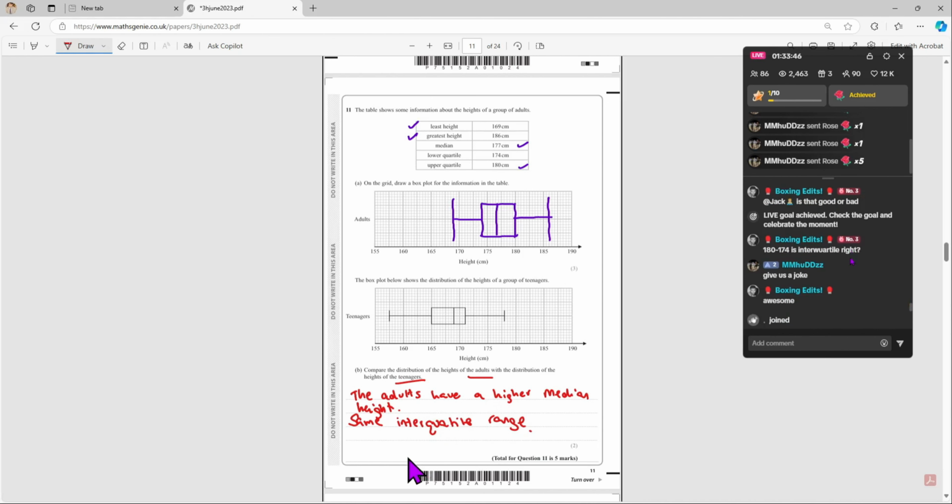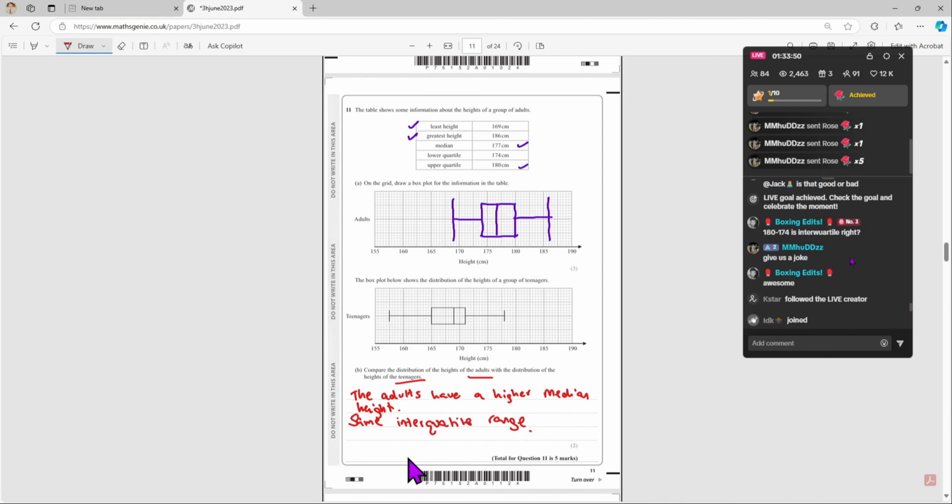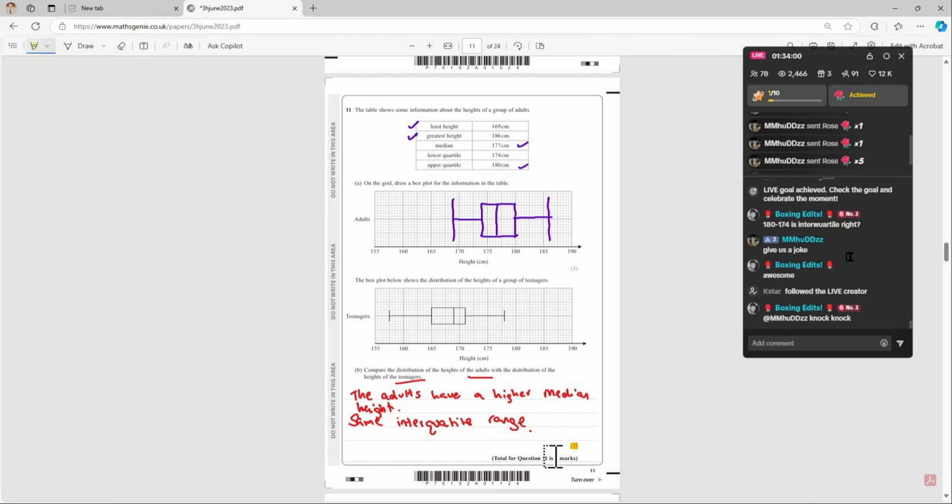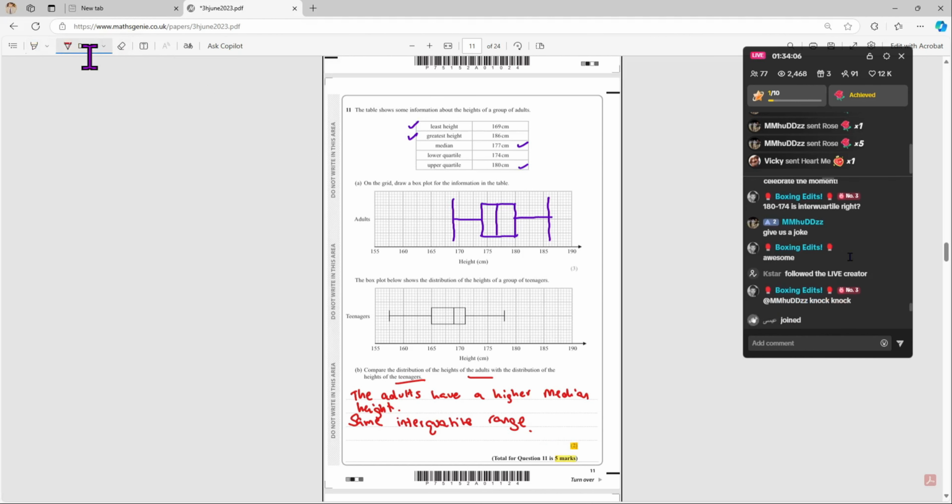So I think that is enough for 2 marks because you only have to write 2 reasons. So 2 comparing answers, that's 2 marks. But the whole question was worth 5 marks. So well done, guys, for getting that correct. Easy question for box plots.